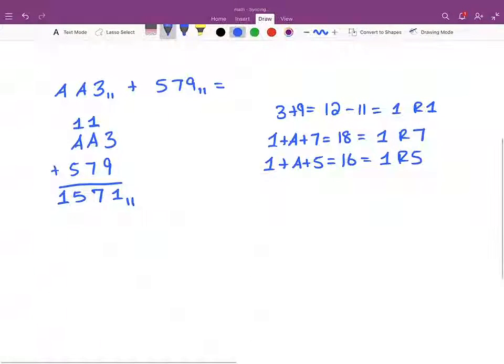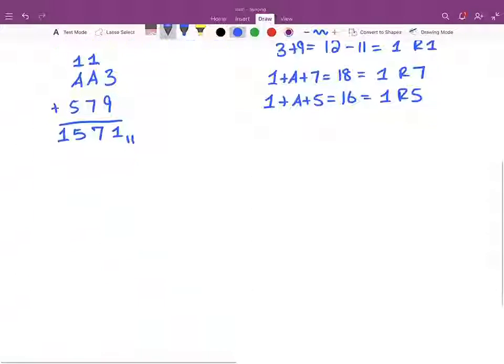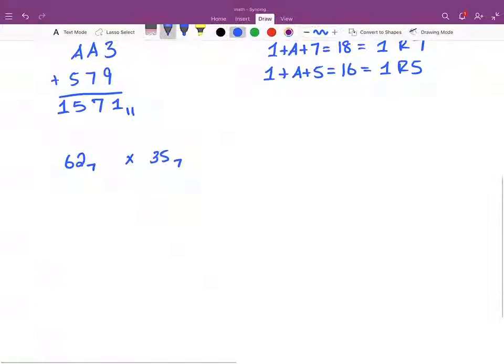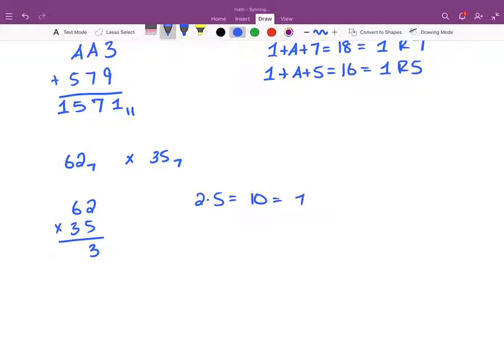What if you had to multiply? What if it was 62 base 7 times 35 base 7? So you have 2 times 5, which is 10. How many 7s can you take out? 1. What's the remainder? 3 is the remainder. You took one 7 out.